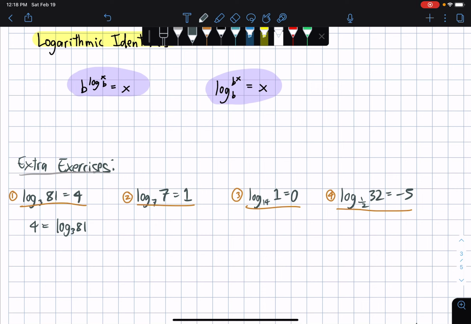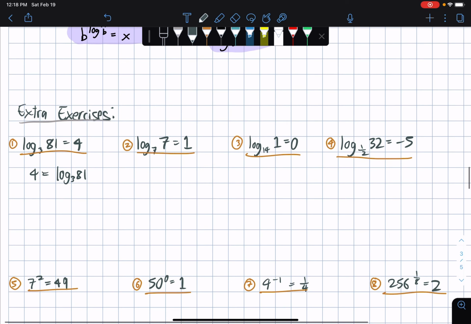We are trying to eliminate the logarithmic form. We're trying to transform this equation into exponential form. Therefore, we place the subvalue of the logarithm at the other side, make 4 as an exponent, and we have 81. Prove that 3 raised to 4 is equivalent to 81. Use a calculator. It's true.